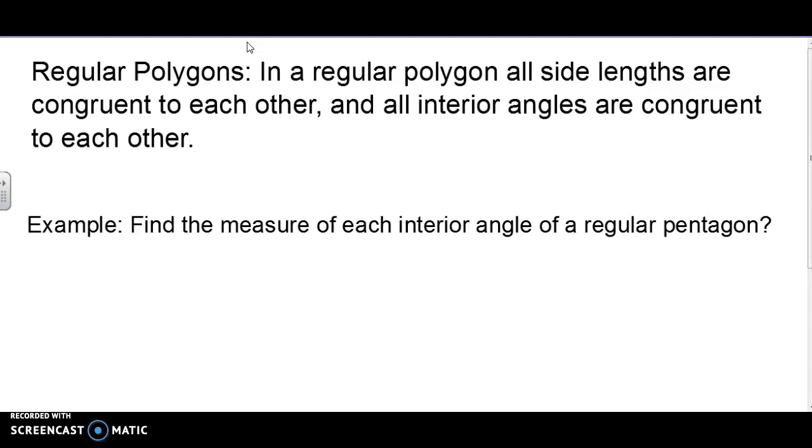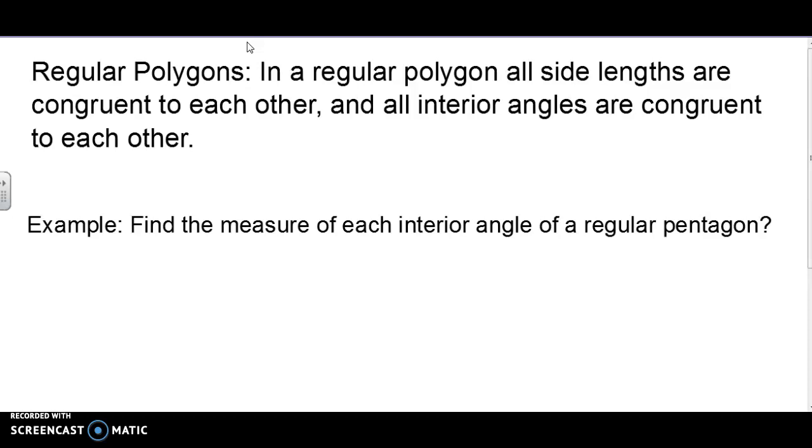This just goes to other shapes as well, like a triangle. You've probably heard of a triangle that has three equal sides and three equal angles. It's called an equilateral triangle. So that would be a regular polygon. A square is a regular polygon. So any shape that has every single side length exactly the same and every single angle measure exactly the same is known to be a regular polygon.